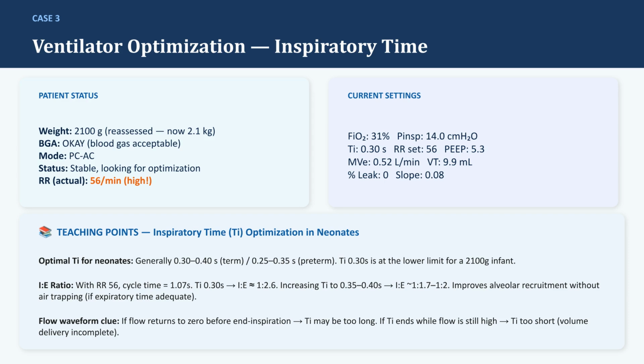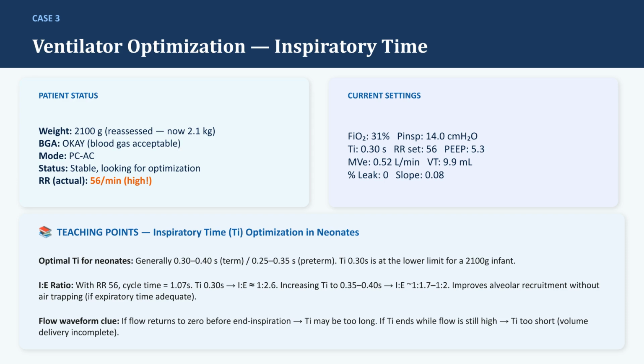Case 3 focuses on optimizing inspiratory time, TI. The patient is stable, but the actual respiratory rate is 56 per minute. The set TI is 0.30 seconds, which is at the lower limit for a 2.1 kilogram infant. The flow waveform clue suggests TI may be too short if flow is still high and does not reach 0 when the breath ends. Optimal TI for neonates.